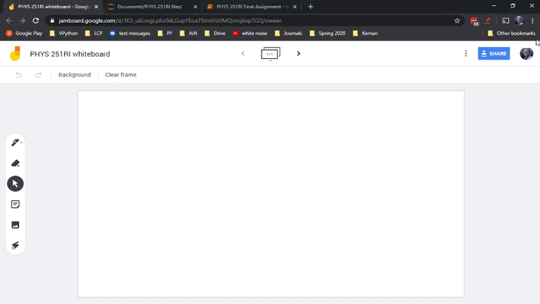What I'd like to take a look at today is these things we call partial differential equations and how we handle those computationally. What I've got here is a cool little feature on Google called a Jamboard. I'm going to copy and paste the link to that in the chat.